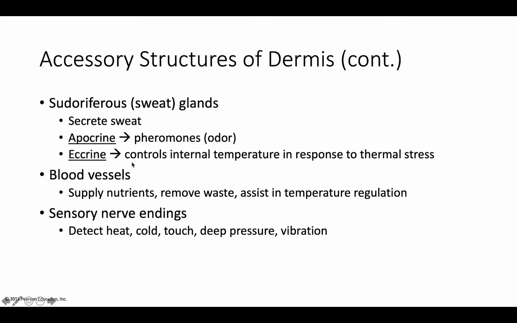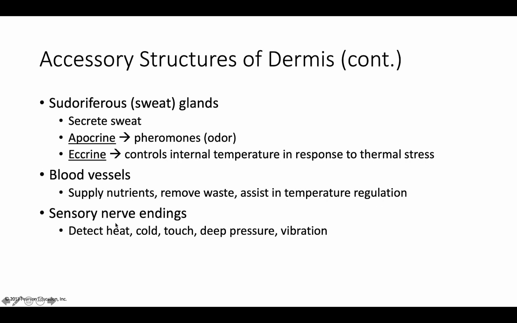And then we have eccrine glands that control internal temperature in response to thermal stress. So these are your sweat glands that are going to help thermoregulate you, or when you get too warm, they'll release sweat from your body to help cool you off. And then we have blood vessels in the dermis, and these are going to help supply nutrients, remove waste from the dermal layers, and then assist in temperature regulation.